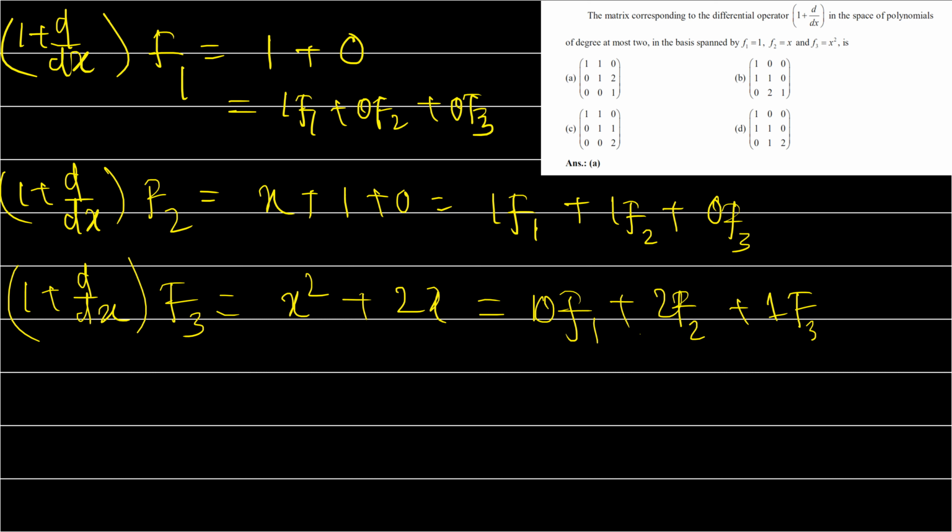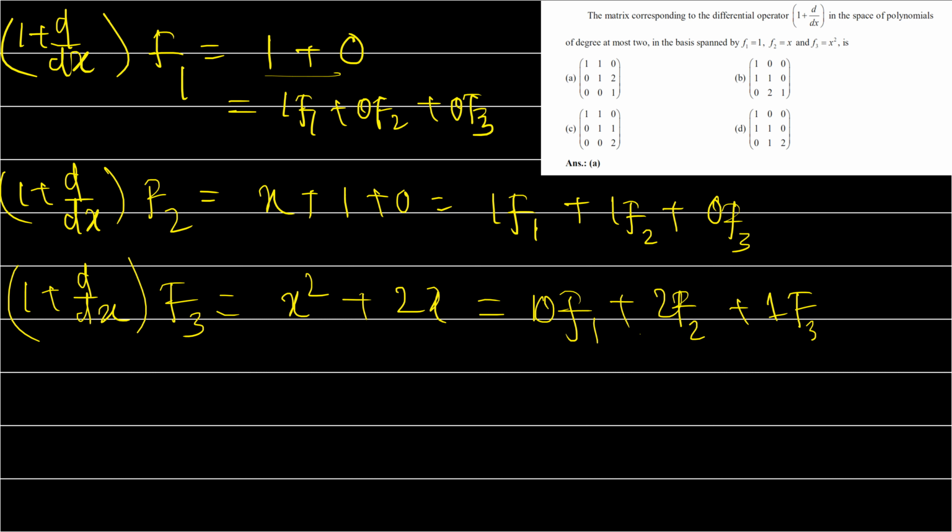Now you must be thinking why we are writing these things in this form. Because in the answer we have to write the matrix, and in order to write it in the form of a matrix we need the coefficients of the basis, and the basis are basically f1, f2, f3, and the coefficients are 1, 0, 0.